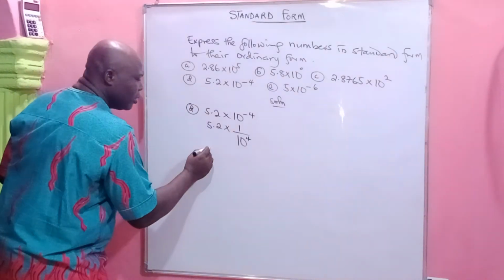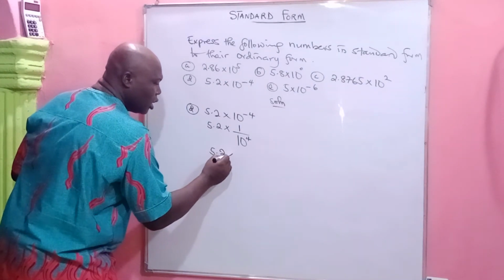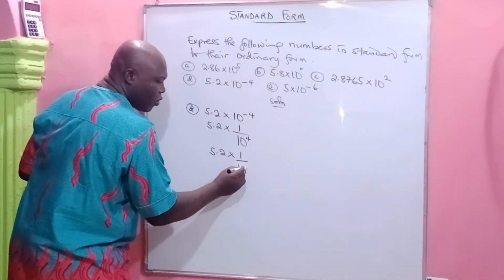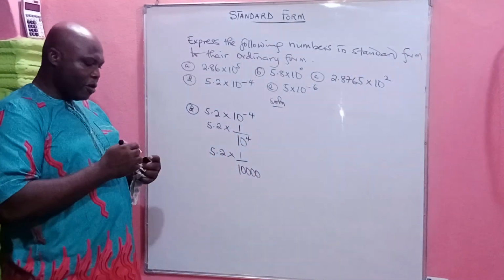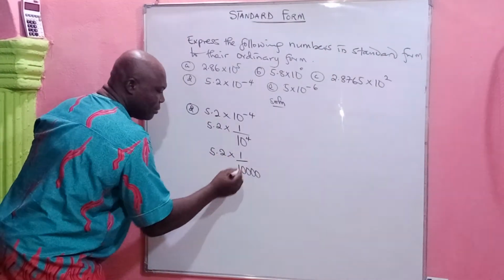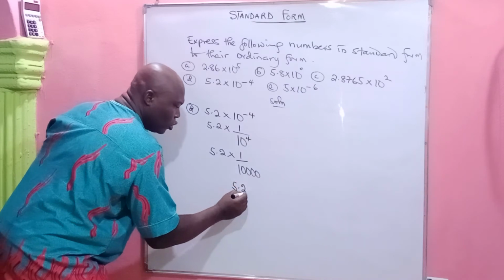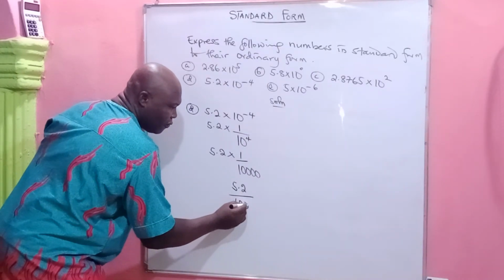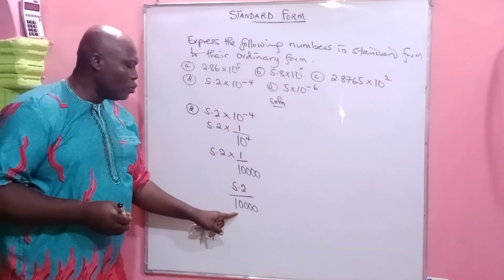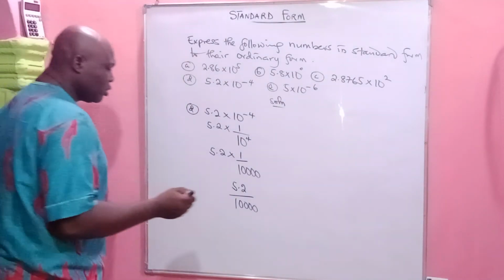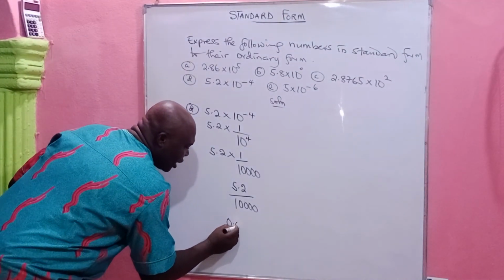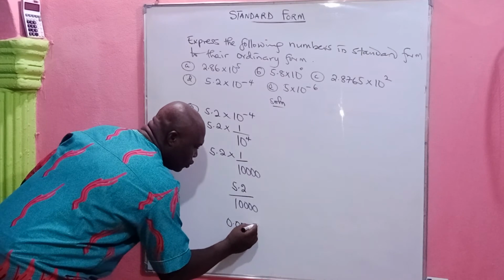So which means we are going to have 5.2 times 1 all over 10 raised to the power 4. Down here is 1 with 4 zeros. 10 raised to the power 4 meaning 1 with 4 zeros. So at the end of the day, we are going to have 5.2 times 1 will give us 5.2 all over 1 with 4 zeros. So this will now simply be, if we divide 5.2 by this, it will give you your answer, which of course, is going to be 0.00052. That will be your answer.